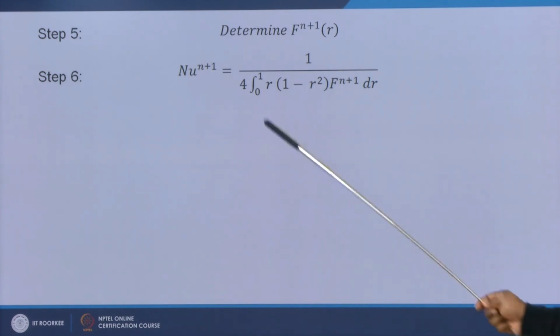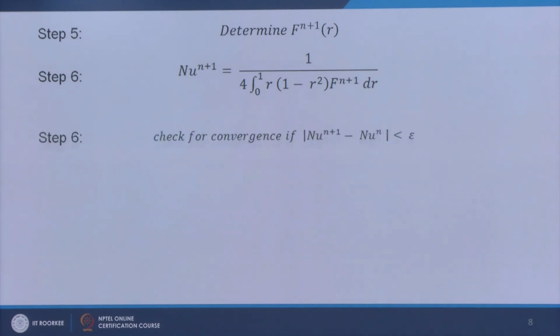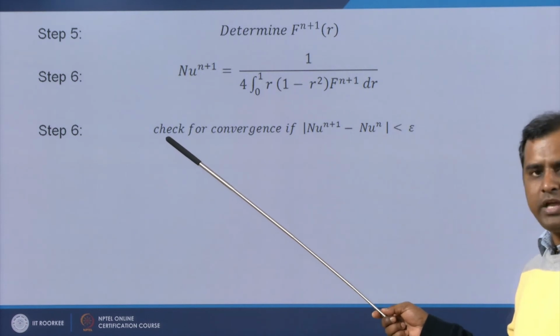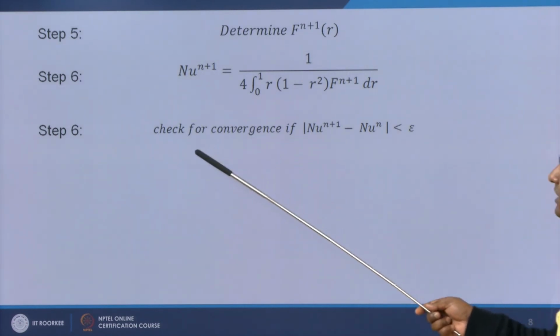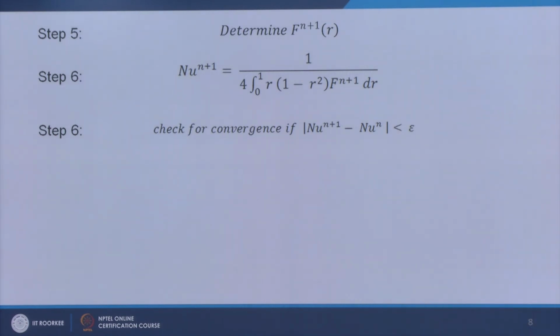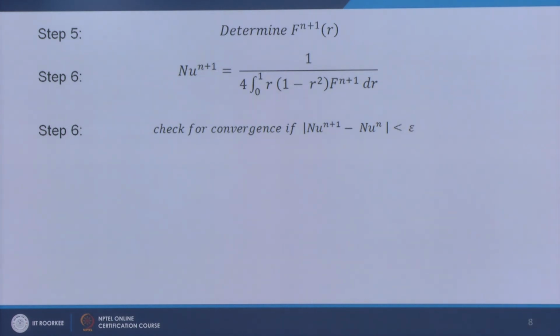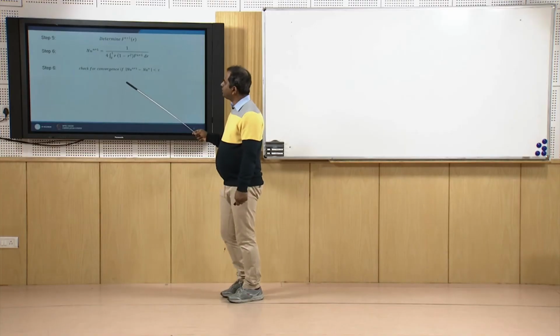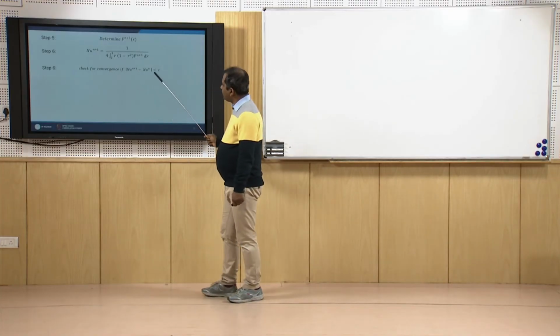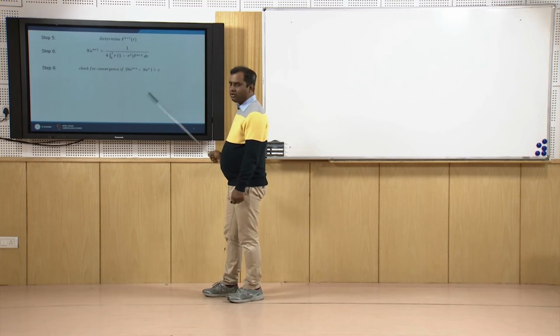Once you get the new Nusselt number, you now have two sets of Nusselt number, one at the old step and another at the new step. I should not say time step, iteration step. You have to compare the two values of Nusselt number and check for convergence, whether you have obtained a converged solution or not. Because you have started from an initial guess, with progress in the iteration number you will reach convergence. So let's say we have set some limit epsilon which is very small.